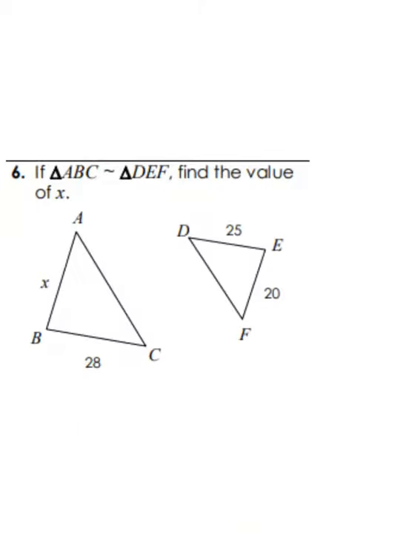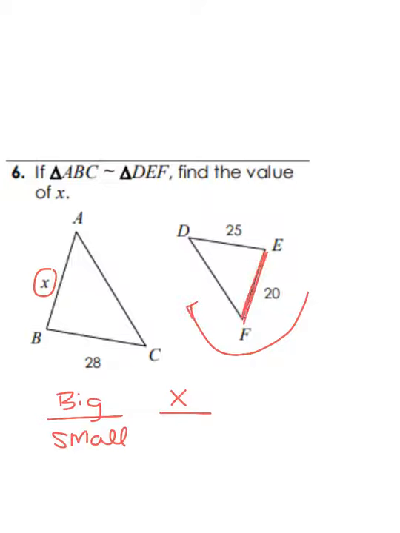Again, find the value of x. This one didn't give us a scale factor, it didn't give us a ratio, but it gave us two sides of each triangle. So, again, set up your fractions, big, small, or small, big. I'm going to go with x over here on top. And then the small side that goes with that, if I rotated this triangle this way, would actually be 20. Equals 28 over 25.